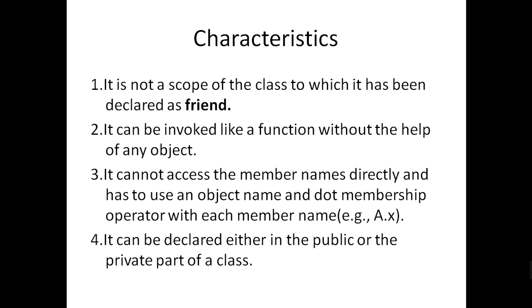Next we are going to see the characteristics of the friend function. First, it is not in the scope of the class in which it has been declared as a friend. So a friend function is not in the scope of a class. Before, in member functions, we declared the scope of a class, but in a friend function we can't declare the scope of a class.